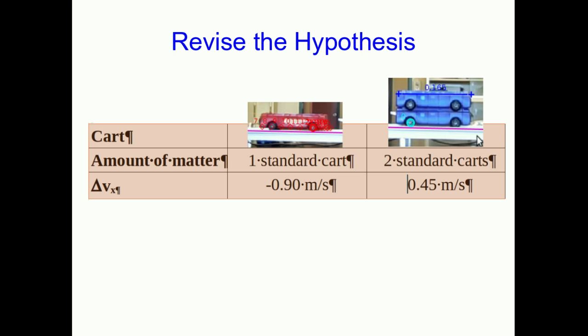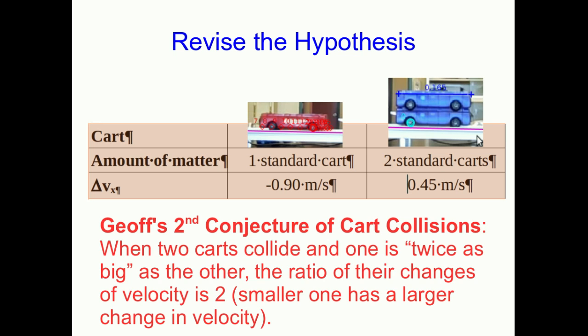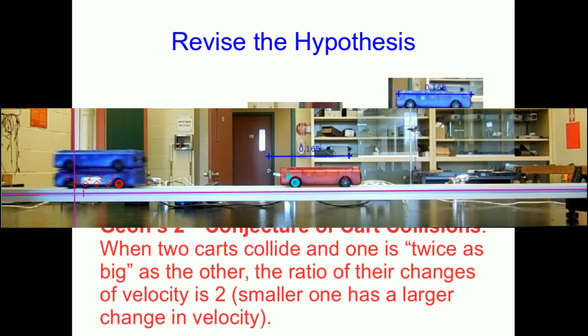So I'm going to revise my hypothesis. Look, the single cart had twice the delta v that the double cart did. So I'm going to make that a new hypothesis, my second conjecture of cart collisions. When two carts collide and one is twice as big as the other, the ratio of their changes of velocity is 2, with the smaller one having the larger change in velocity.